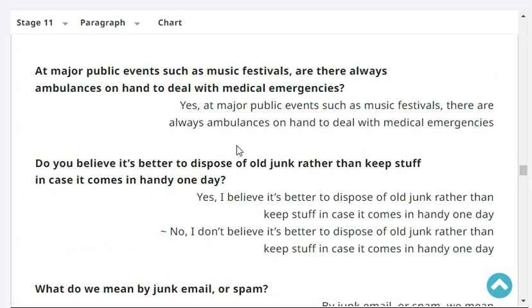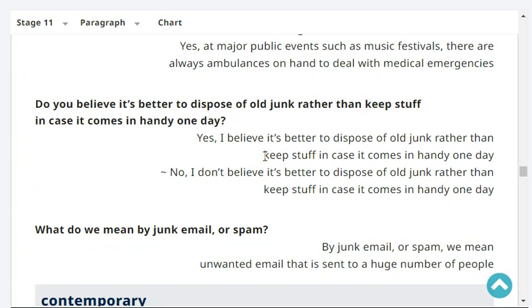Do you believe it's better to dispose of old junk rather than keep stuff in case it comes in handy one day? Yes or no? No, I don't believe it's better to dispose of old junk rather than keep stuff in case it comes in handy one day.